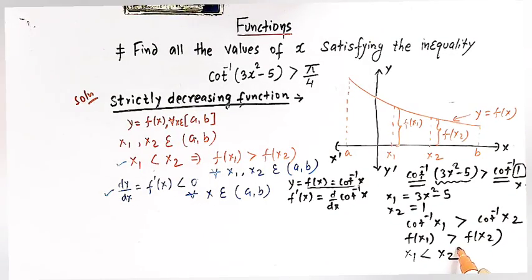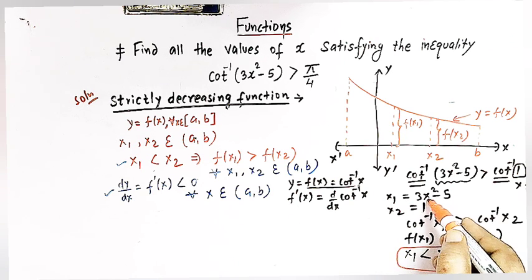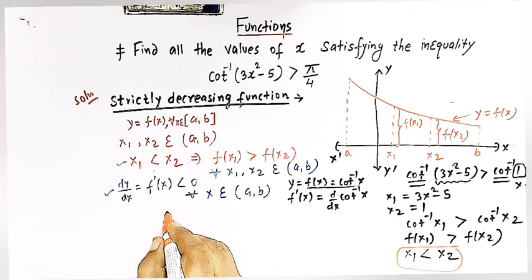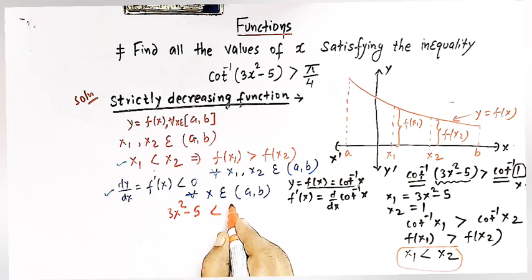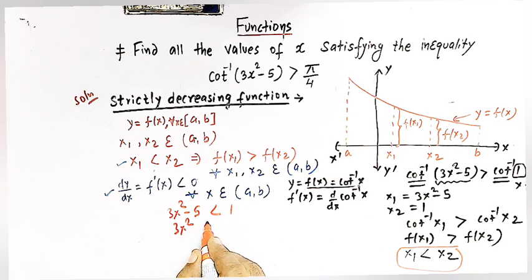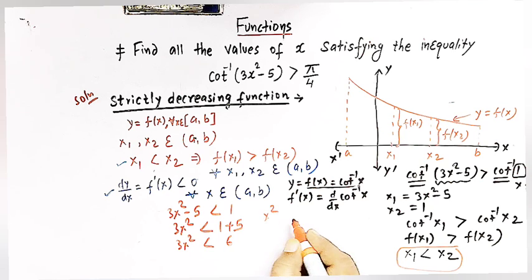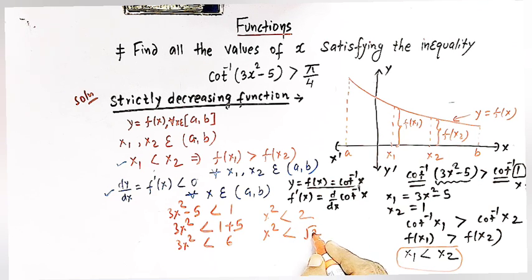So now using this inequality, we can form the inequality in terms of x, taking x1 as 3x square minus 5 less than x2. X2 is 1, right? So we have 3x square less than 1 plus 5, taking minus 5 to the right hand side, or adding 5 to both sides. So we have 3x square less than 6, dividing both sides by 3. We can now write x square less than 2, right? Now we can write x square less than the square of square root of 2.